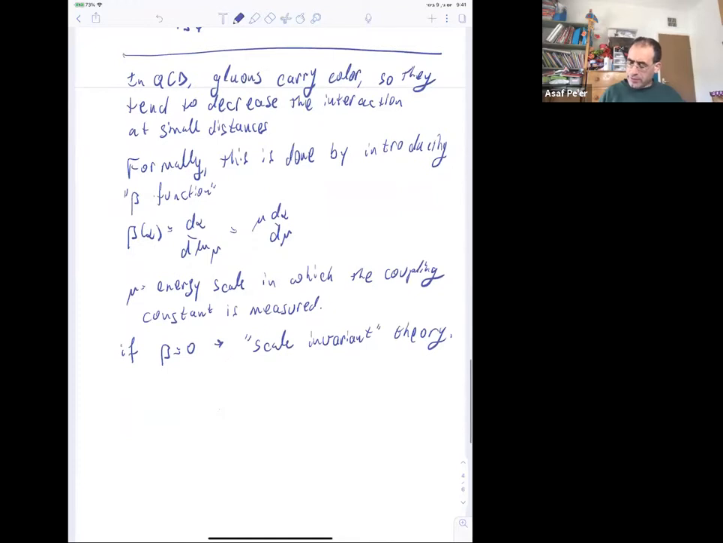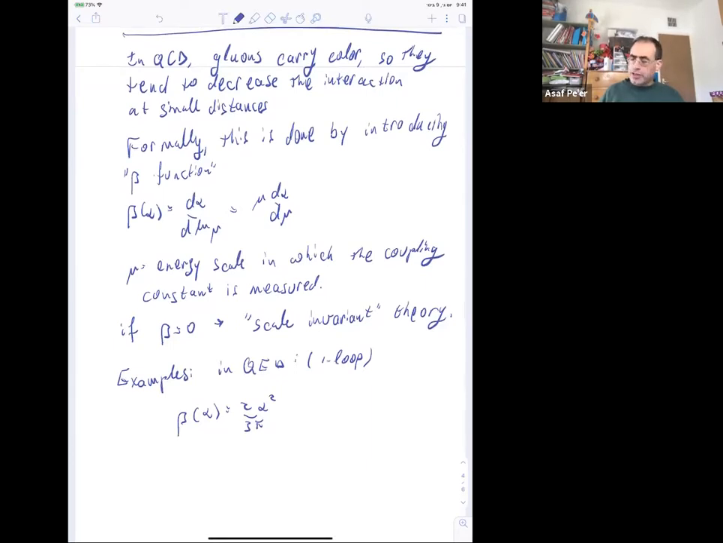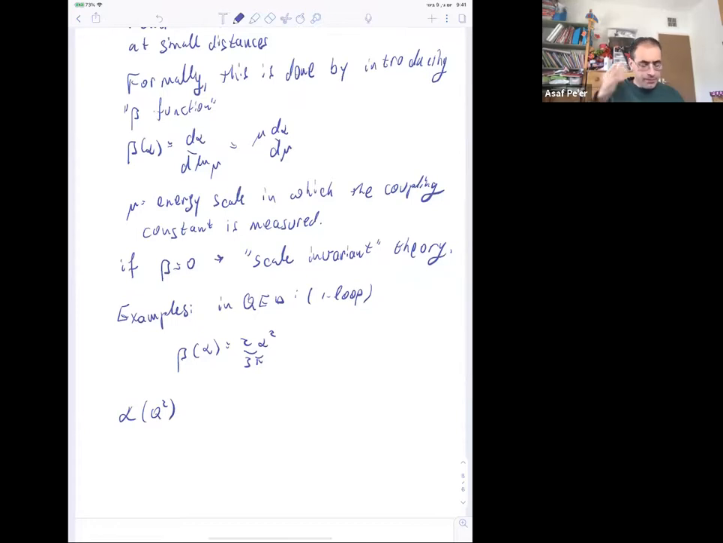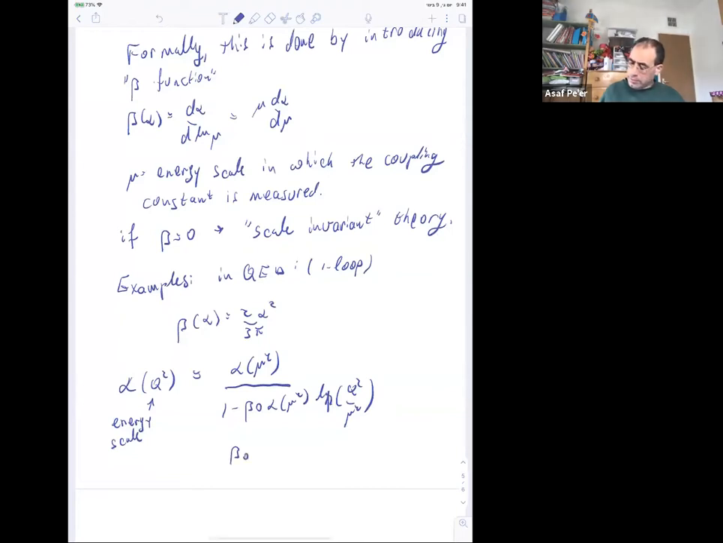So as an example, just to give you the outcome, in QED to the first order, so only one loop correction, we get that beta of alpha is 2 over 3 pi alpha squared. So when we change the energy, the alpha changes with the energy scale Q. So the coupling constant alpha of Q squared scales as alpha of mu squared, where mu is an energy scale, divided by 1 minus beta 0 alpha of mu squared times ln of Q squared over mu squared, where beta 0 is 2 over 3 pi.